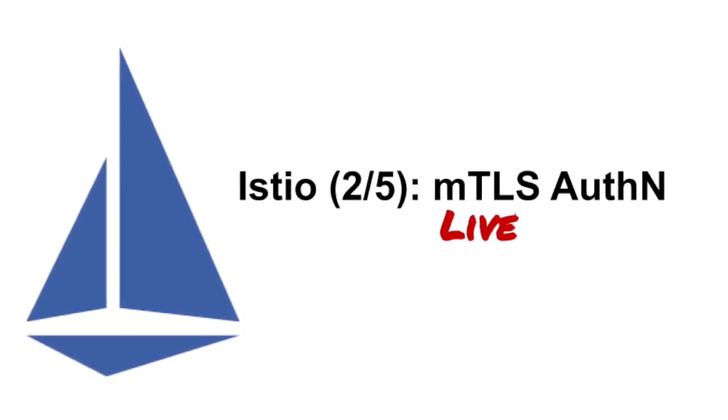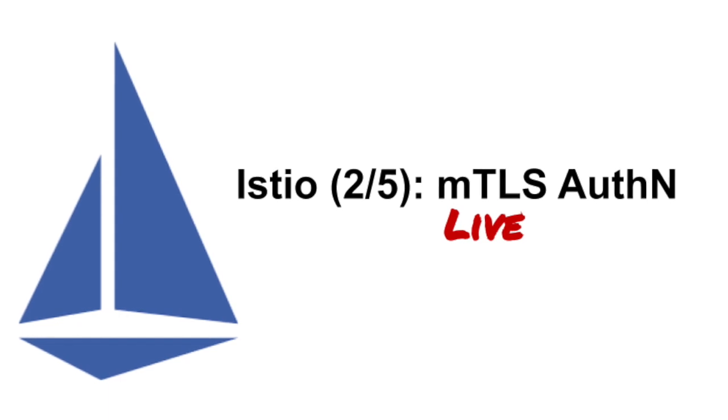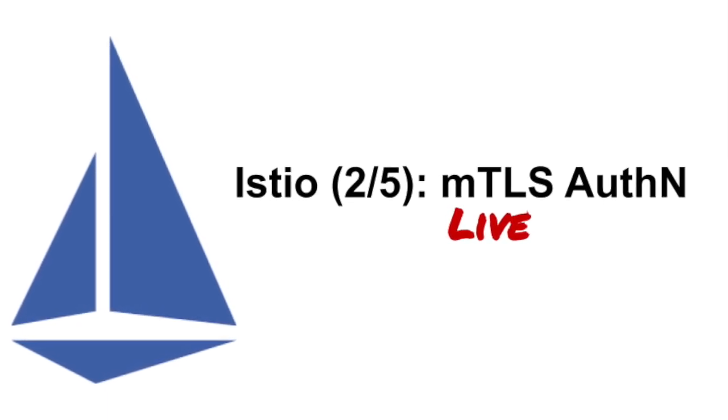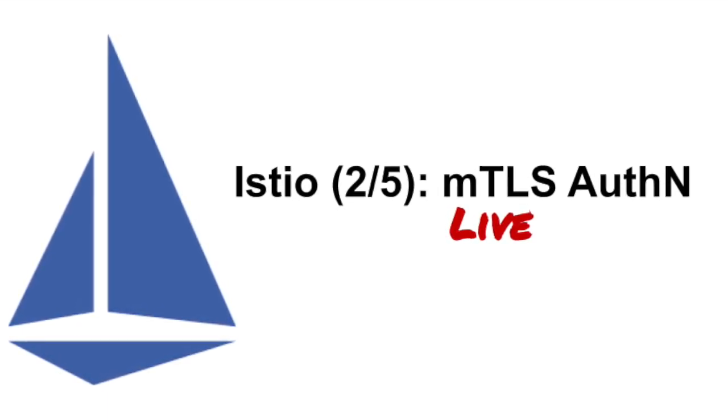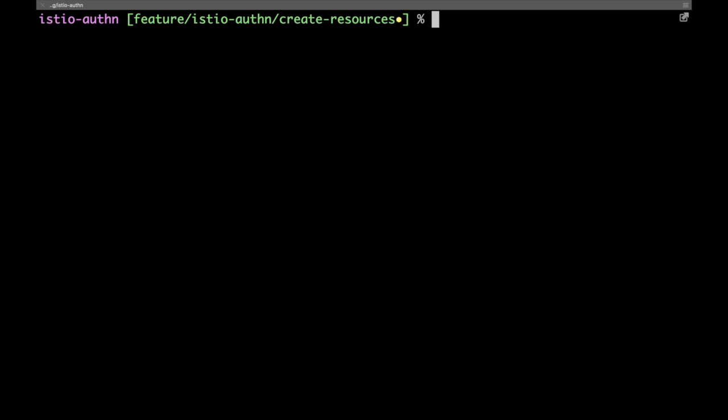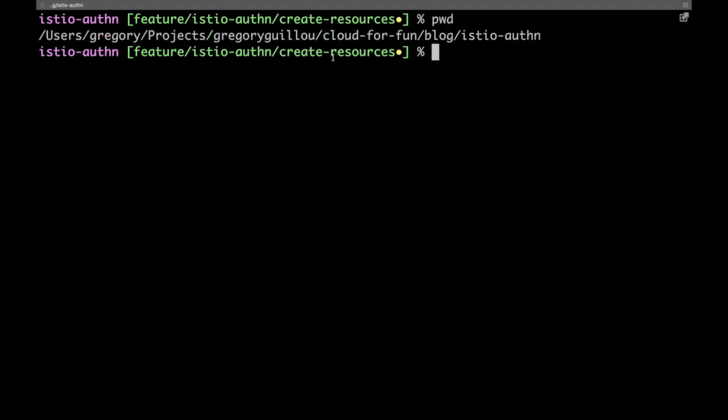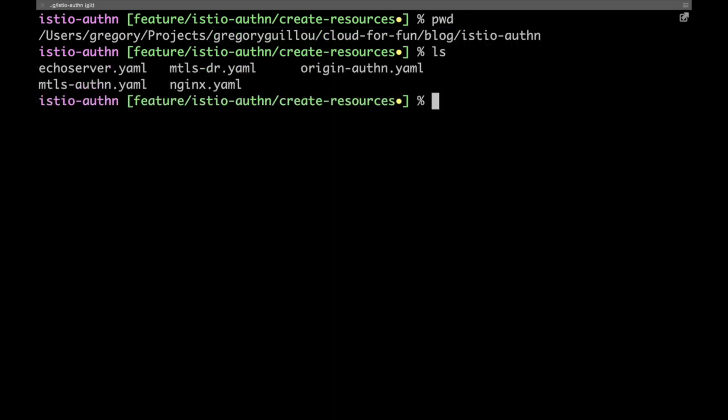To start the demonstration part of this presentation, I will now show how you can set up mTLS authentication and enforce it by a policy inside the Istio mesh. In this demonstration, we'll set up a mutual authentication based on mTLS between services. If you're interested, you can look at my project that is called Card for Fun. And if you look at the blog Istio Auth0 directory, you'll see all the different files.